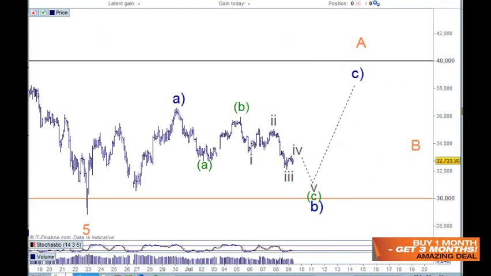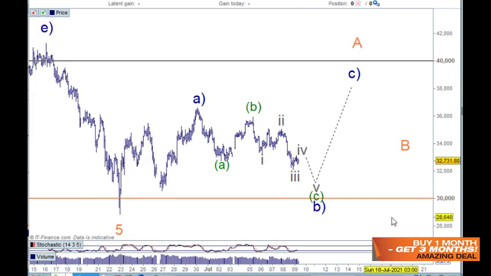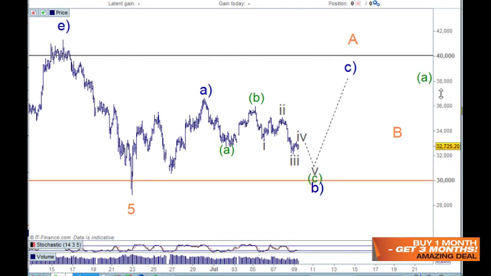So Bitcoin, right. So a couple of things here. One of the counts that I was considering, we can just start here, I guess.